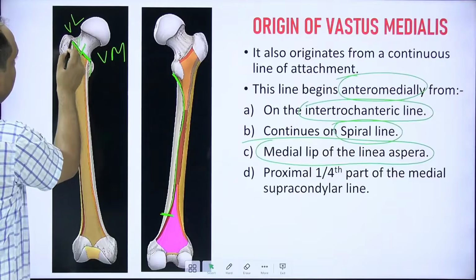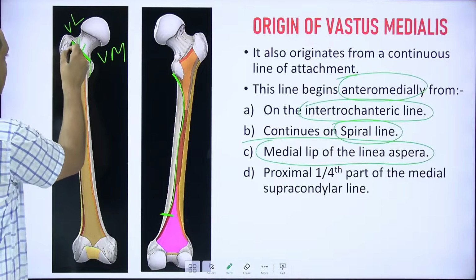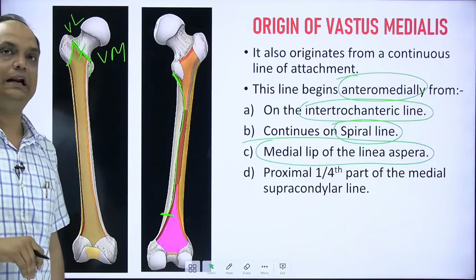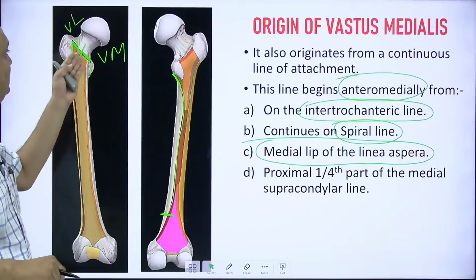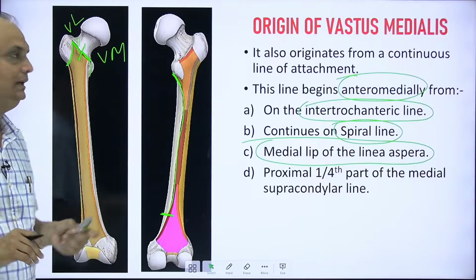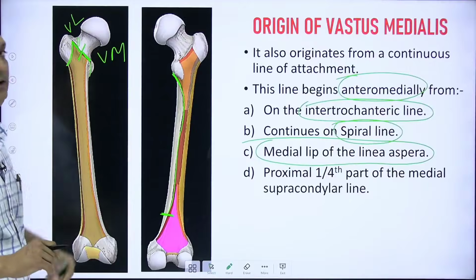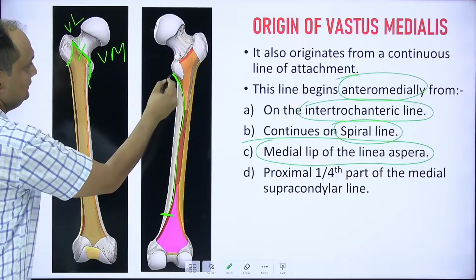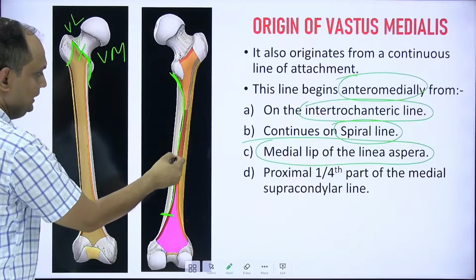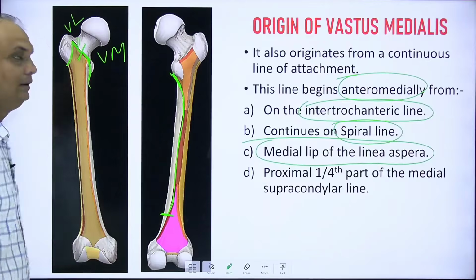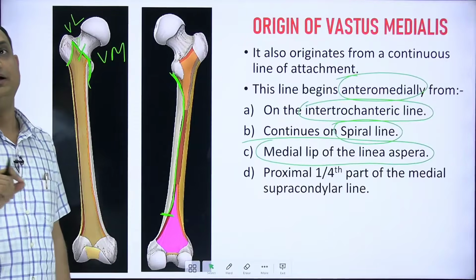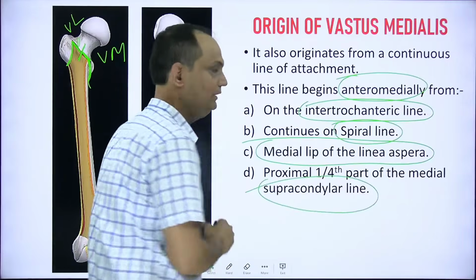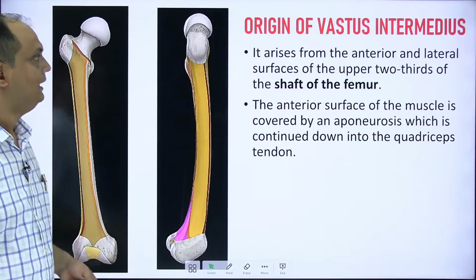The lateral half gives origin to vastus lateralis, then it continues on the trochanteric lines, then on the lateral lip of the gluteal tuberosity and the lateral lip of linea aspera. But when you read the origin of vastus medialis, it starts from the lower half of your intertrochanteric line that continues as a spiral line. This is the spiral line, and then it continues with the medial lip of linea aspera, but the origin also extends into the upper one-quarter of the medial supracondylar line, which is not seen in the case of vastus lateralis.